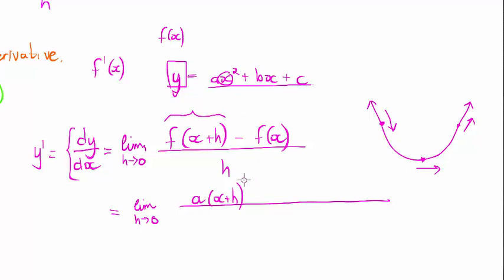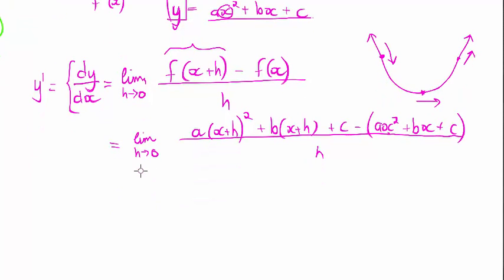But this x had a square, so my bracket must get a square. Plus b, then my bracket with x plus h. Plus c. And then minus, and again remember the important part, when you subtract something, put the thing you're subtracting in brackets, ax squared, just so that you don't mess up your signs. Now, can I substitute my h? Why not, Taban? Because the denominator will be 0.